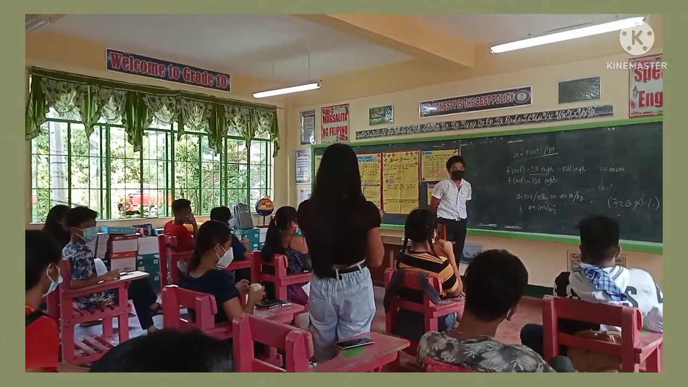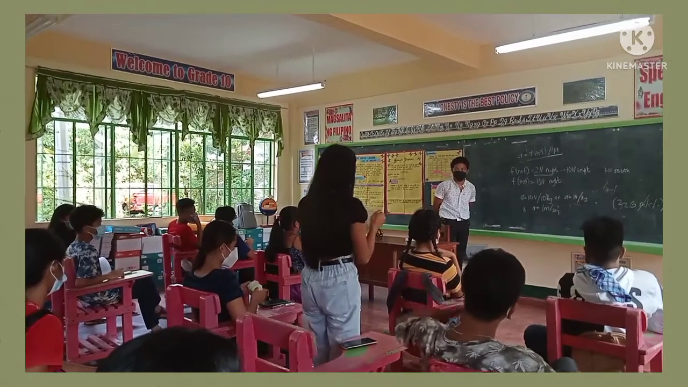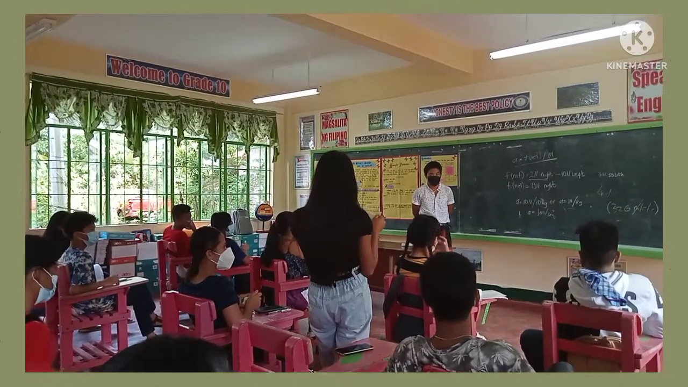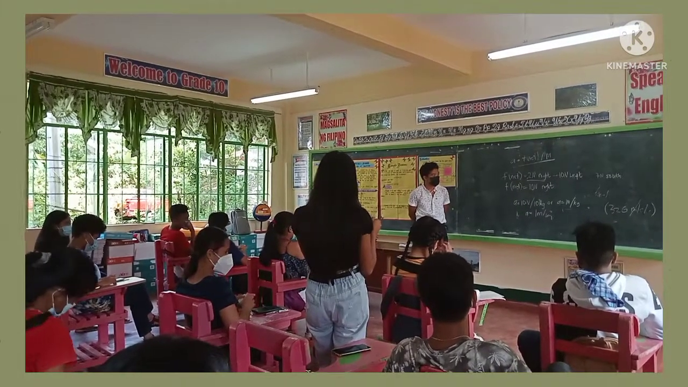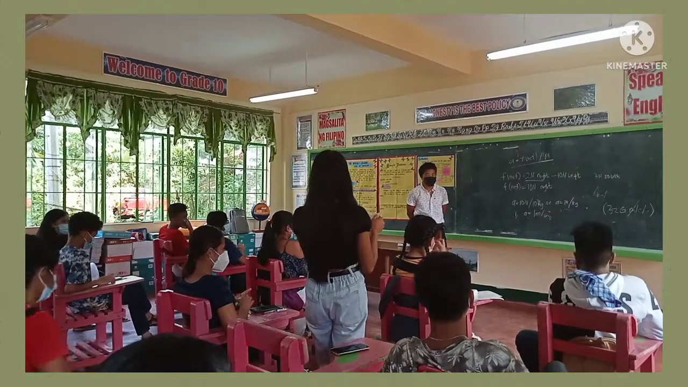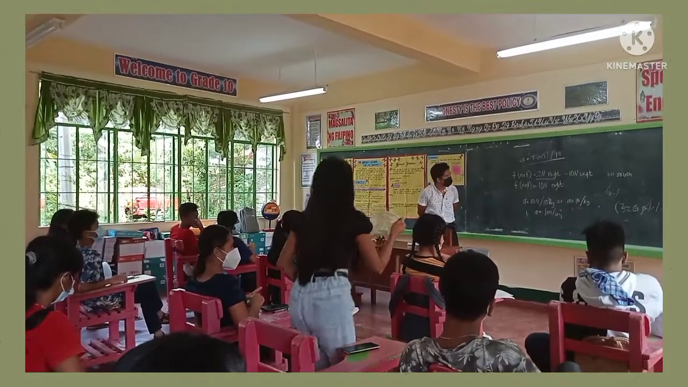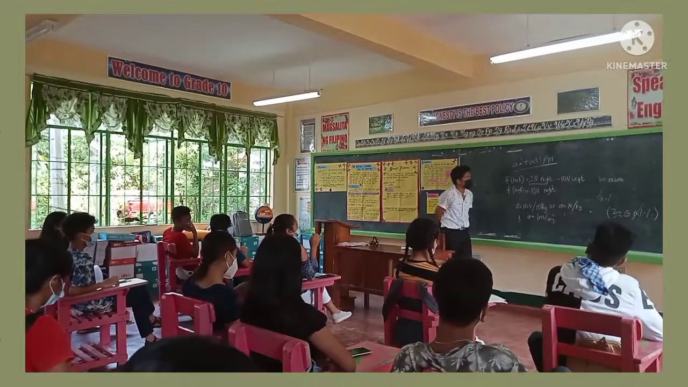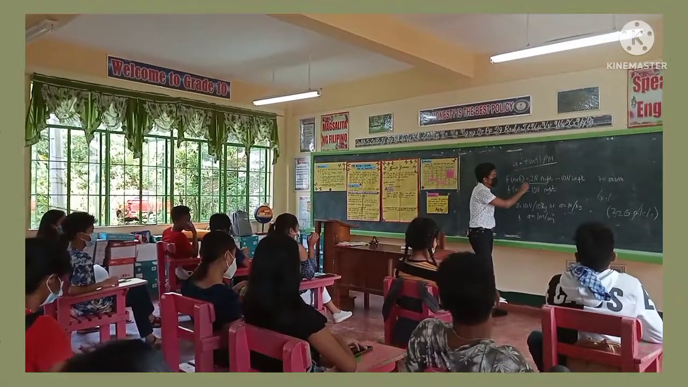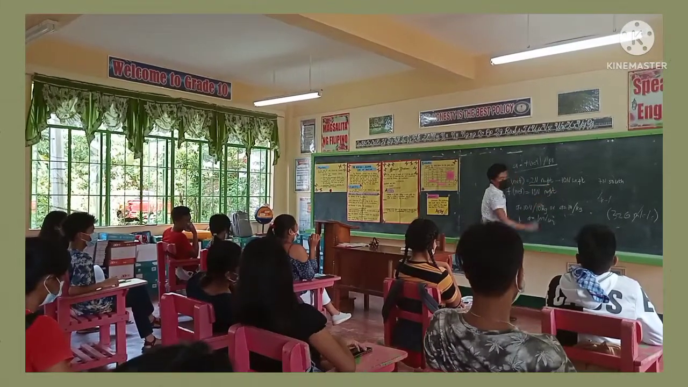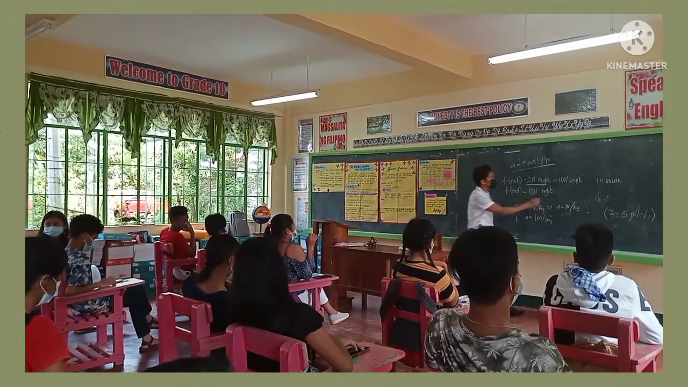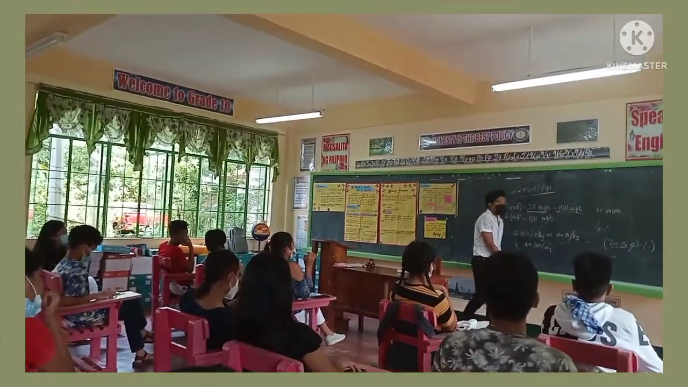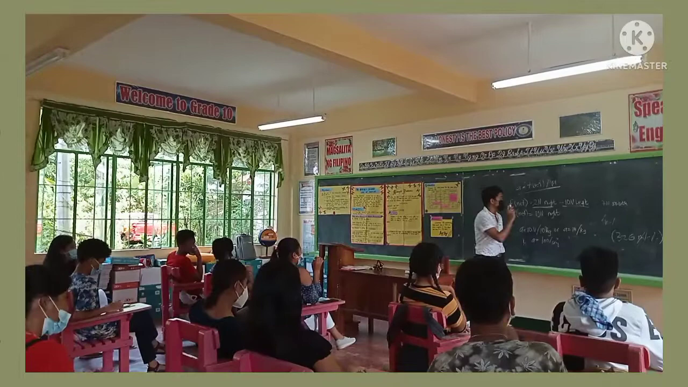Consider a 10 kilogram object pushed to the left with 10 newtons and to the right with 20 newtons. What is the acceleration of this object? For the given formula, the acceleration is equal to net force over mass. The given is 20 newtons to the right, and 10 newtons to the left. If it is in the opposite direction, what will we use? Subtraction.